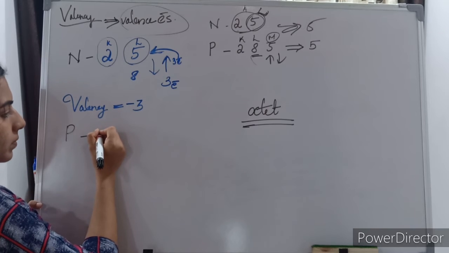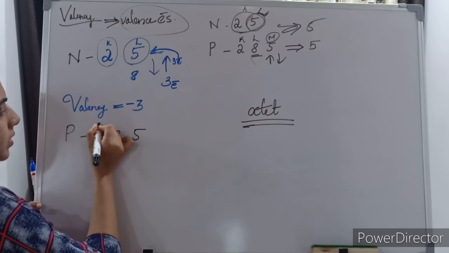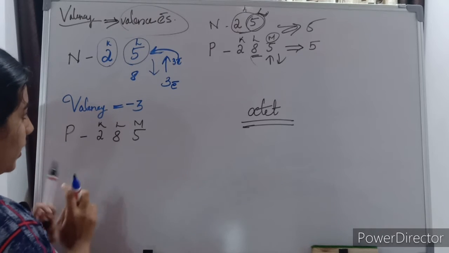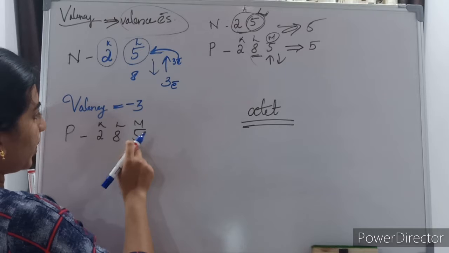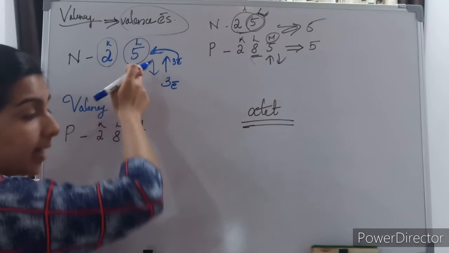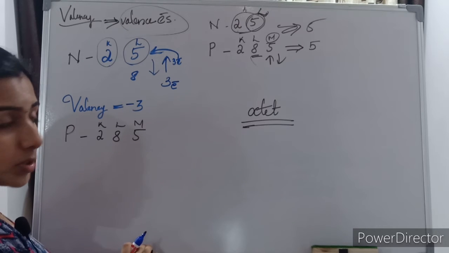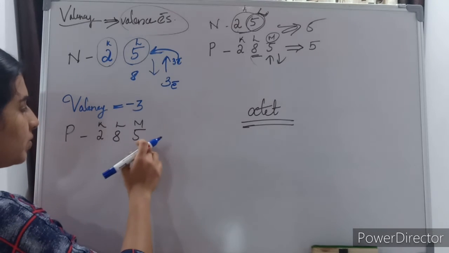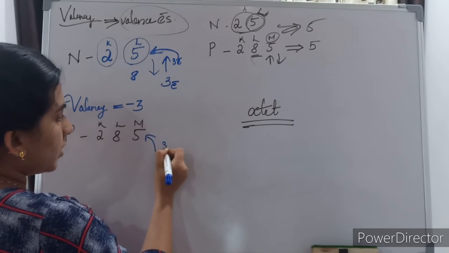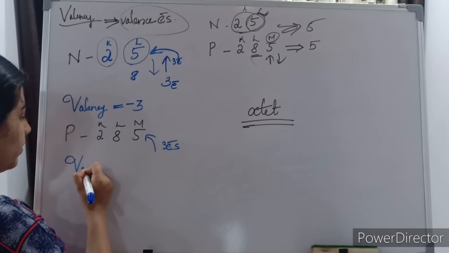Next, about phosphorus. What was the electronic configuration? It is 2, 8, 5, right? So, this is the K shell, this is the L shell, and this is the M shell. Similarly, here also 5 is in the outermost shell. In the previous case L was the outermost shell, here M is the outermost shell, but the number of electrons in the outermost shell is similar in both cases, 5 and 5. So, as in the above case, 3 electrons will be taken in, because it will consume less energy.